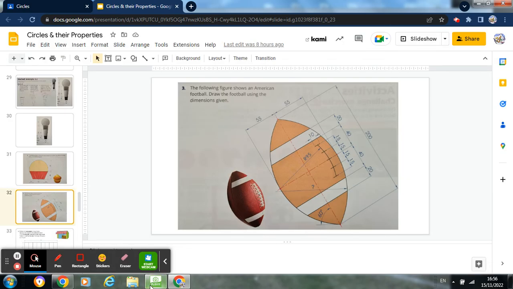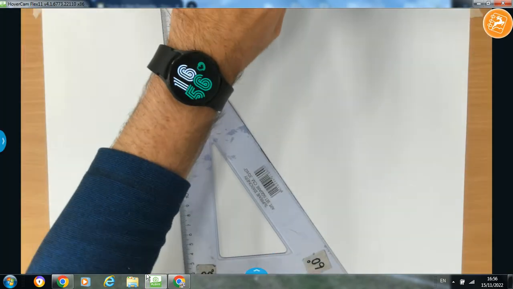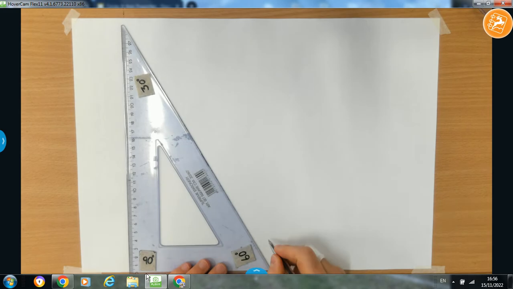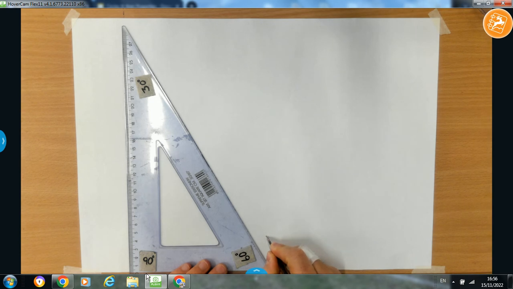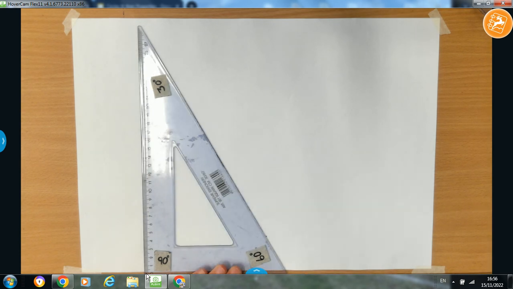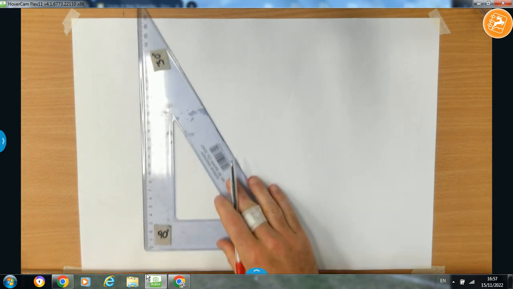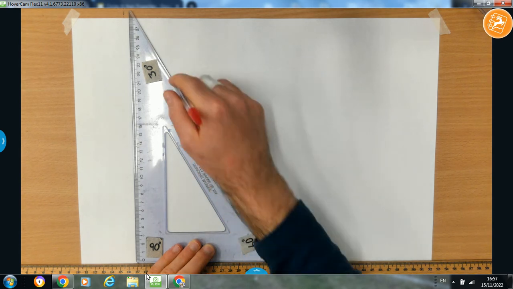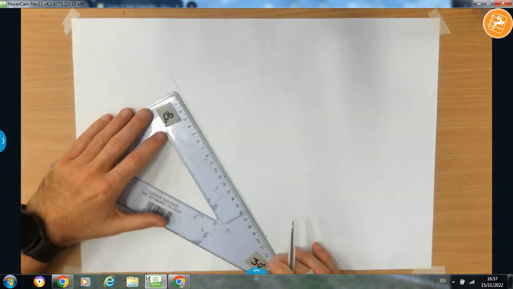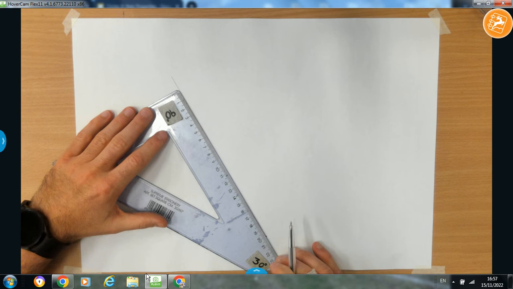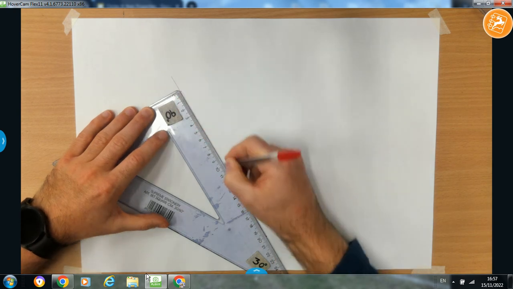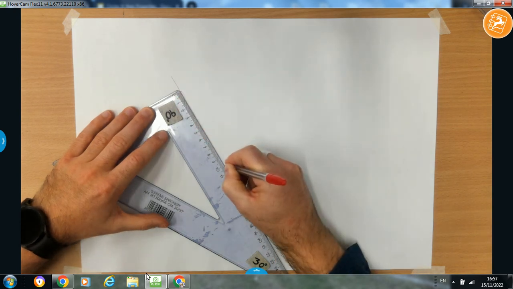So on our sheet we'll get that started now. So with my sheet set up, I'm going to start off at the bottom of the page, maybe around here. And I'm going to do a line at 60 degrees, using my T-square. On that line I'm going to measure 200 millimeters, so 20 centimeters to there, 20 is 0. And I'm going to mark the 10 in the middle as well.